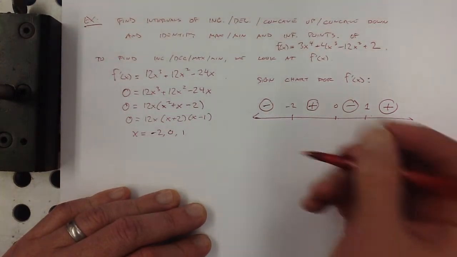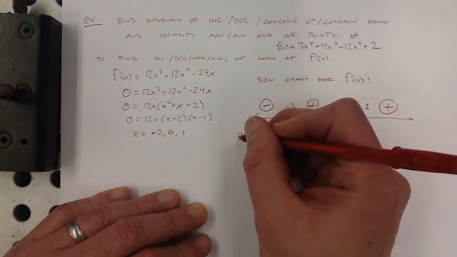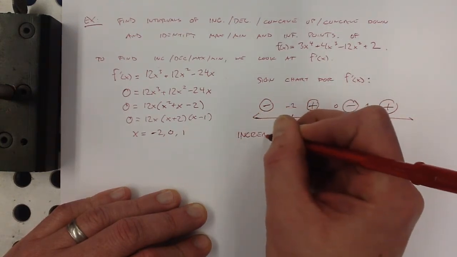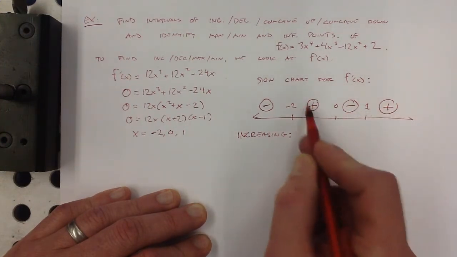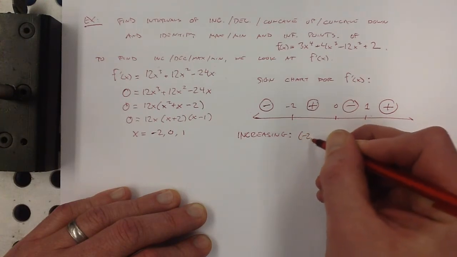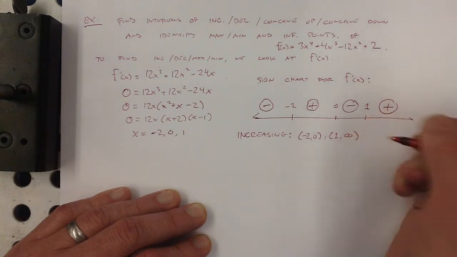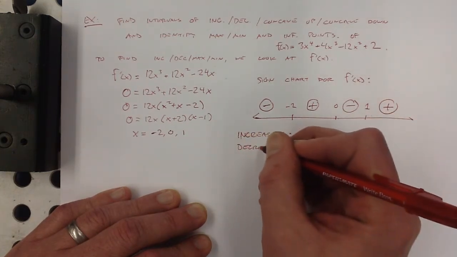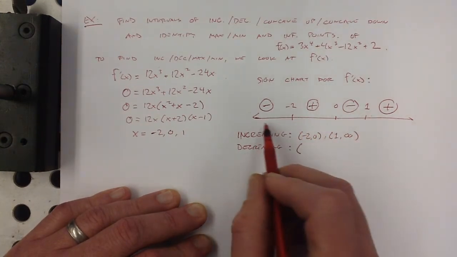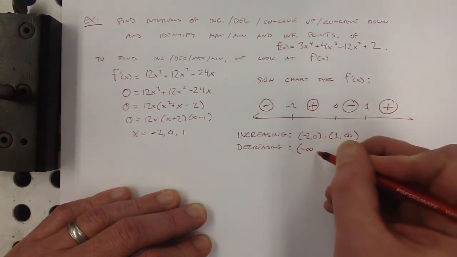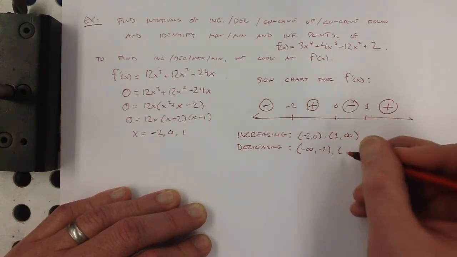So what does this mean? Well, this means the function is increasing, well, that's when the derivative is positive, right? So it's increasing from -2 to 0, and also from 1 to infinity. It's decreasing from, let's see, -infinity to -2, and from 0 to 1.